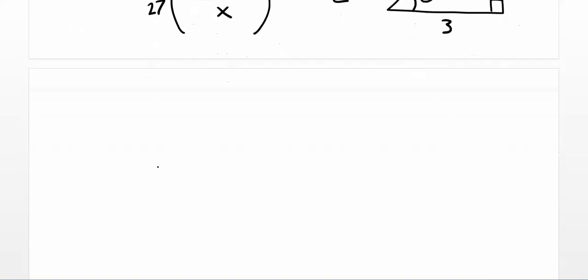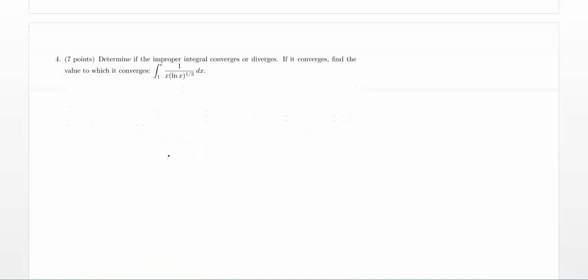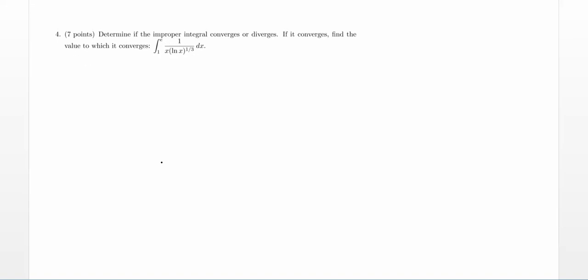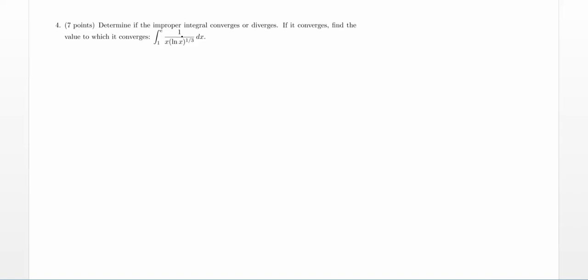Next problem. Determine if the improper integral converges or diverges. If it converges, find the value to which it converges. Okay. So we look at this integral, it looks a bit like a U substitution problem, so we'll just do that.